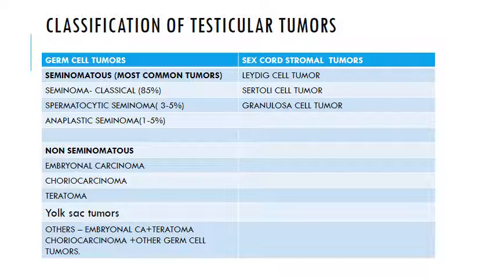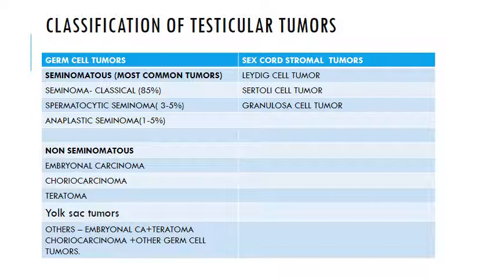So when we see the basic classification, testicular tumors are broadly divided into germ cell tumors and sex-cord stromal tumors. In germ cell tumors, we basically see two main categories: seminomatous, which are the most common type, and non-seminomatous. In seminomatous tumors, we see classical seminoma, spermatocytic seminoma, and anaplastic seminoma. In non-seminomatous tumors, we see embryonal carcinoma, choriocarcinoma, and teratoma.